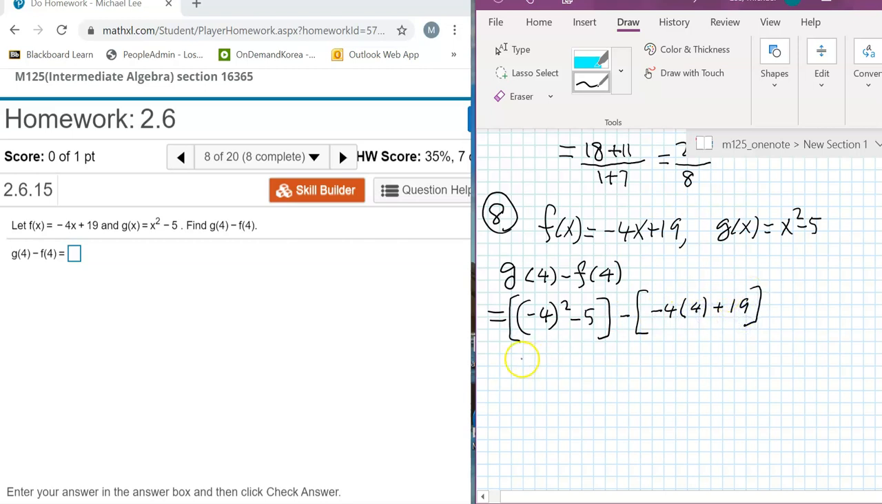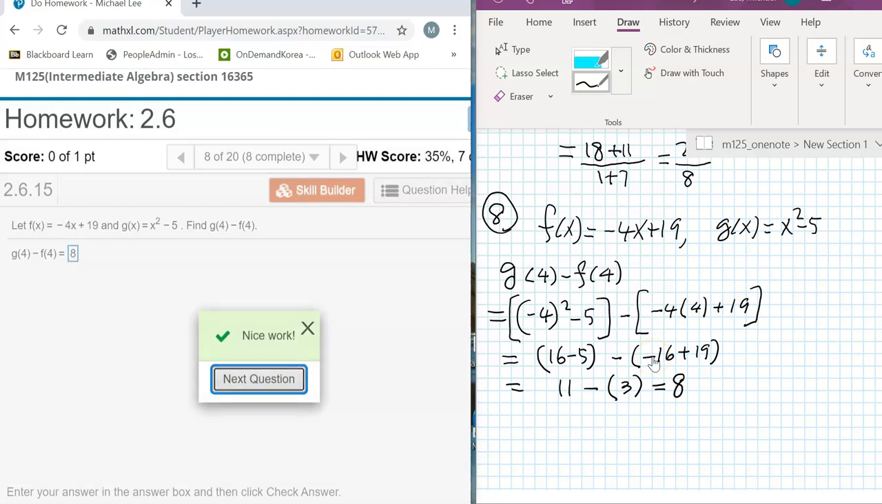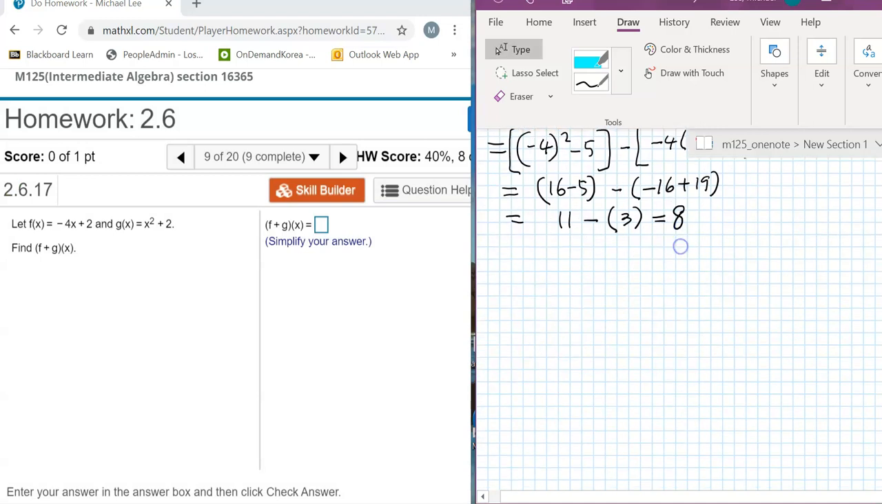Okay, this subtraction. 16 minus 5, the first part, and then negative 16 plus 19. So 16 minus 5 is 11. And then negative 16 plus 19 is 3. So it is 8. Okay. So I'm going to put 8. Okay. All right. Let's go to the next one. Number 9.